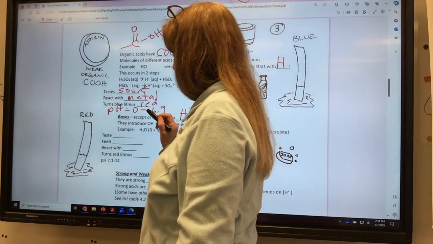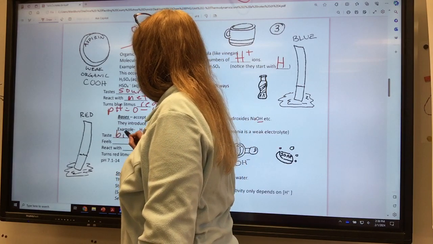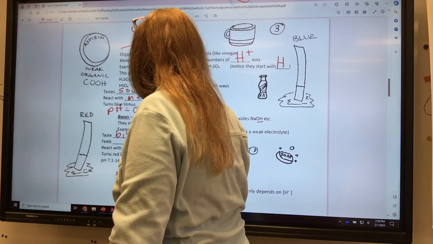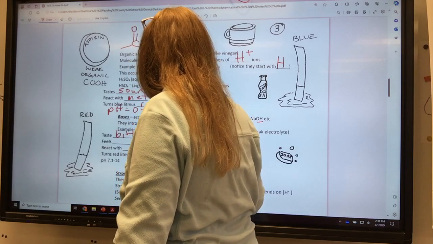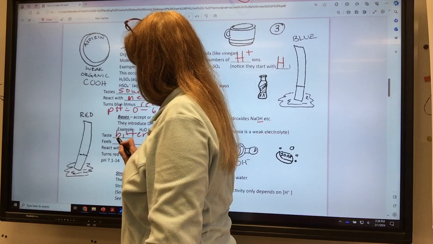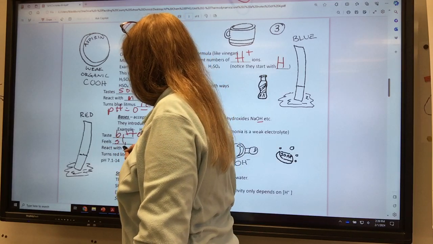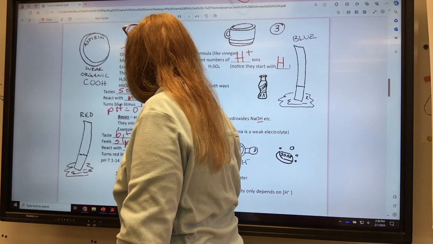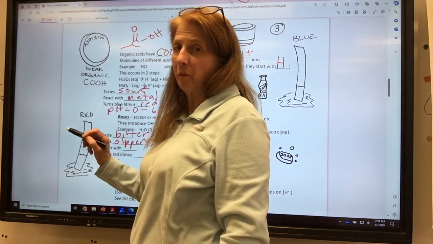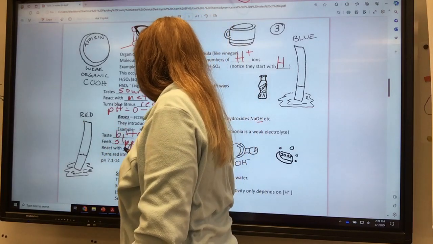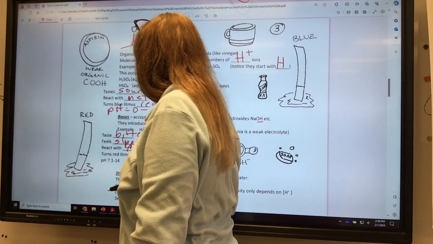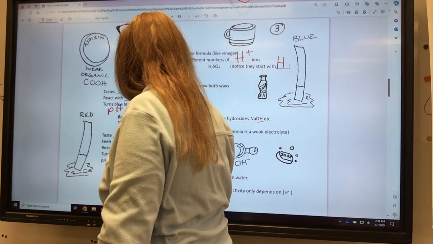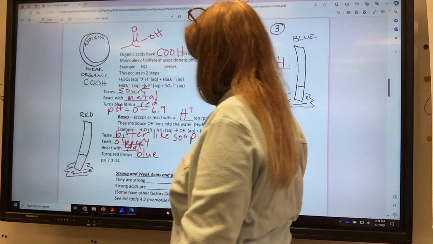So how do they taste? Bitter, and not bitter like coffee. It's bitter like soap. How do they feel? How does soap feel? Slippery. They react with what? You remember this? Fat. Yes, it's how soap's made actually. And it turns red litmus what color? Blue. And the pH is 7.1 to 14.